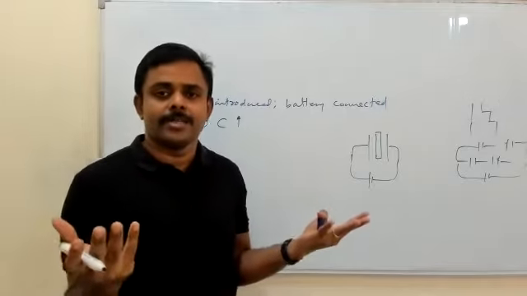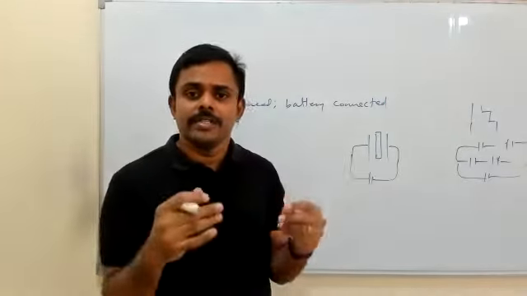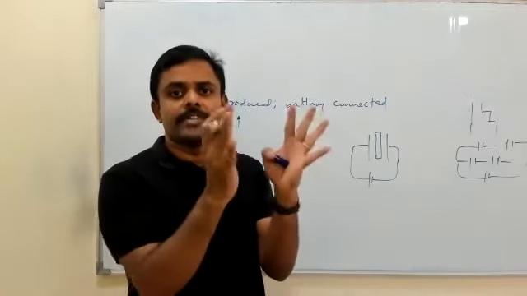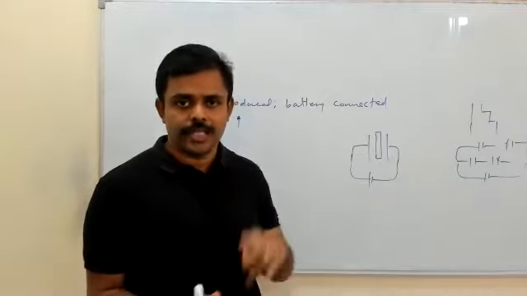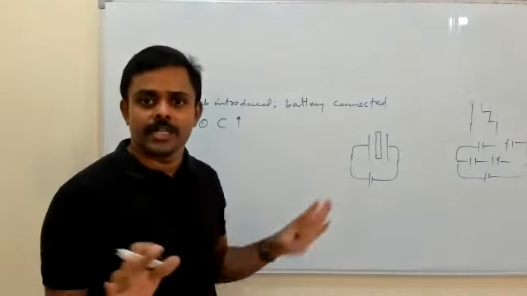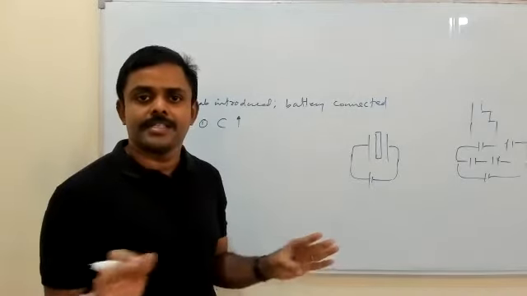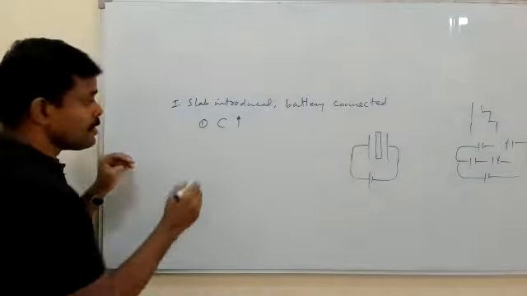That's common sense. Battery disconnected means there is no agency that can give charges, which means whatever is stored in it will be constant. Charge will be constant. So there are 2 aspects. Number 1, battery connected means voltage is constant. Battery disconnected means charge is constant.